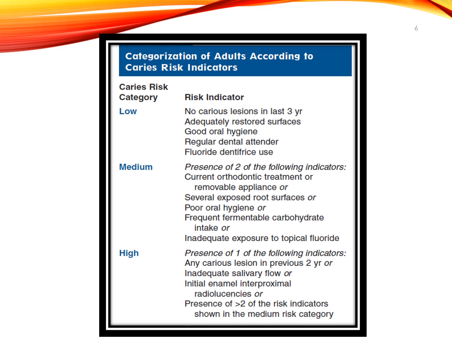Now moving on to the high risk patient, if there is presence of any one of the indicators, then the patient is said to be in the high risk category, which includes any caries lesion in the previous 2 years, or if there is inadequate saliva flow, or if there is any enamel interproximal radiolucency, or if there are more than two factors which are seen in the medium risk category, then the patient is said to be in the high risk category.